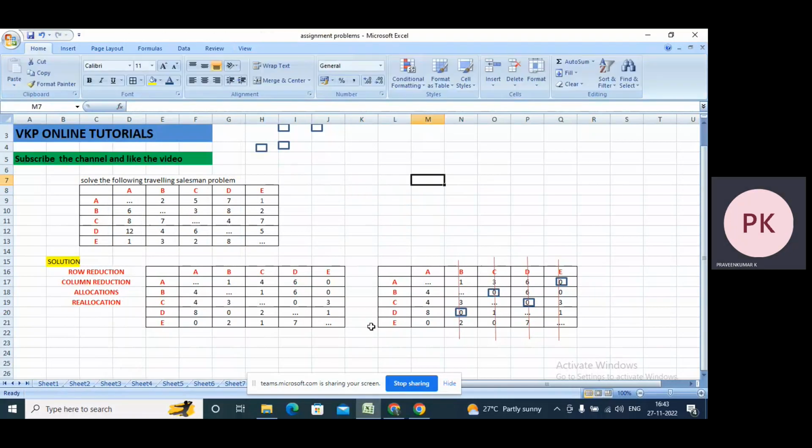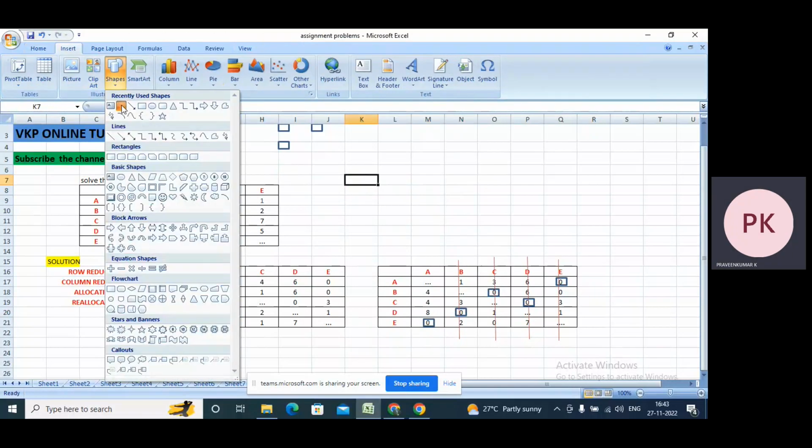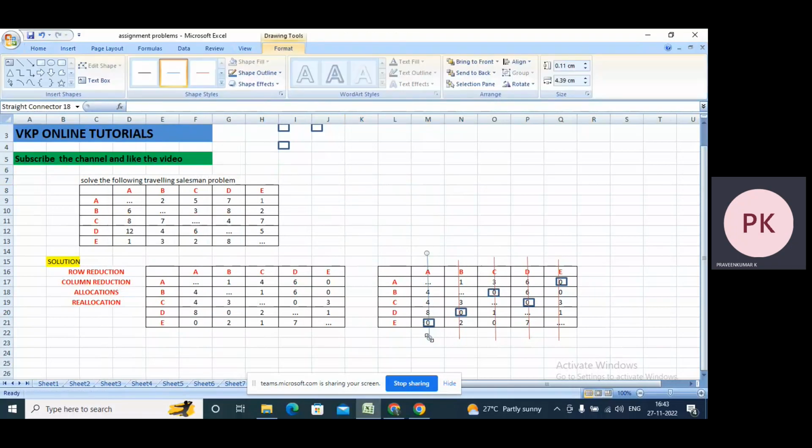Next, go to the last row. In the last row, you have only one element, a single 0. I will allocate this 0 and I will cancel the corresponding column. This is my corresponding column. I will cancel the corresponding column. Okay.